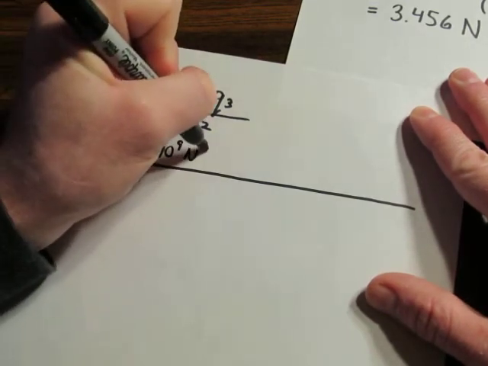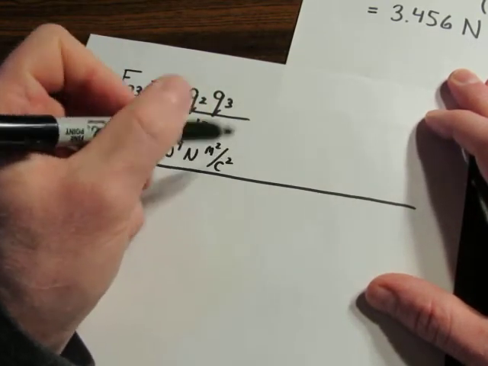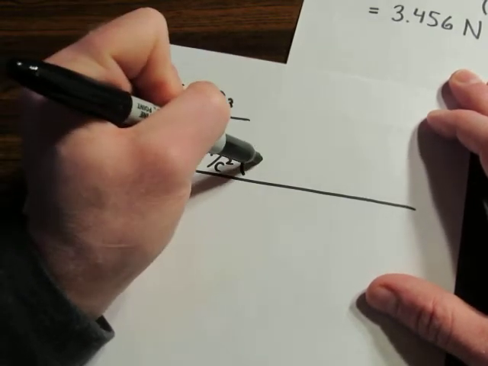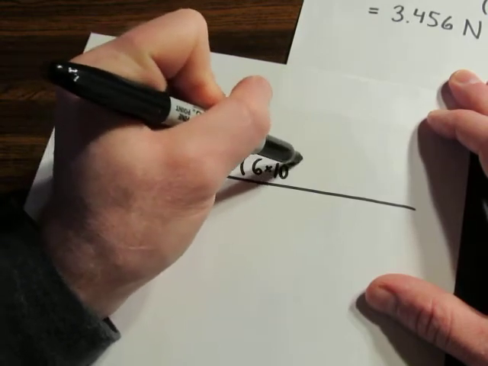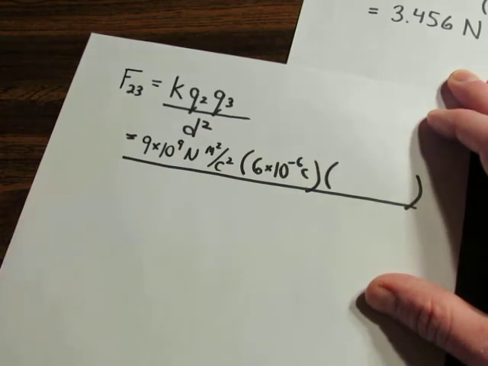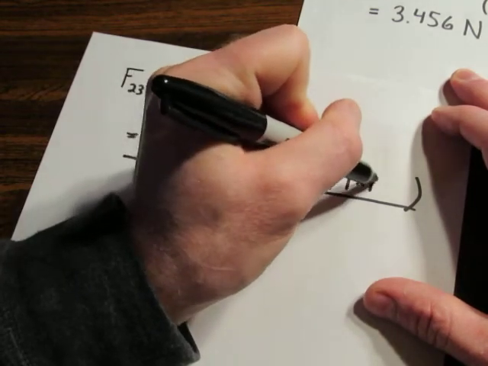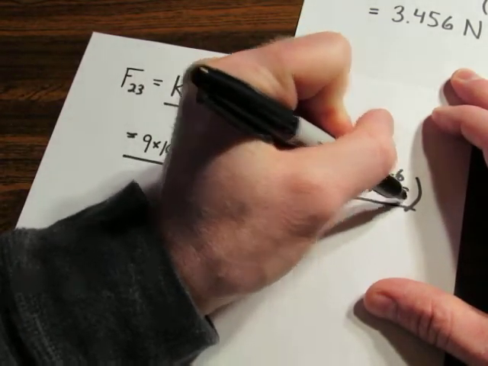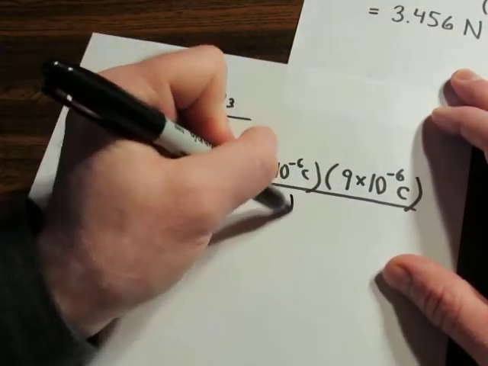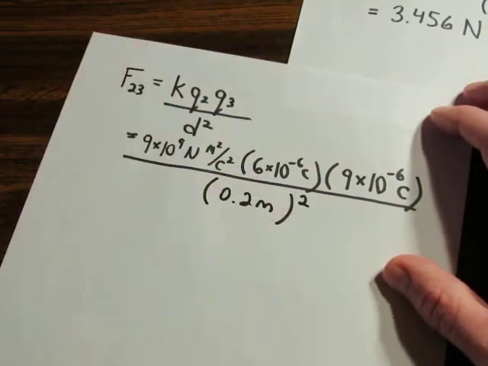9 times 10 to the 9 Newton meters squared per coulomb squared. The charge is Q2. Now be careful not to confuse the charges. That's really important. 6 times 10 to the negative 6 coulombs. And Q3 is given on the page as negative 9 times 10 to the negative 6. But again, don't use the signs. I'm not putting the negative in there because the work with signs is already done. The distance is not the same. It's a little bit shorter, 0.2 meters this time, squared.